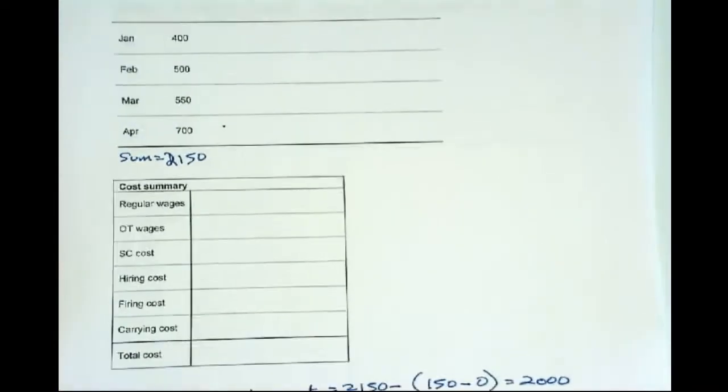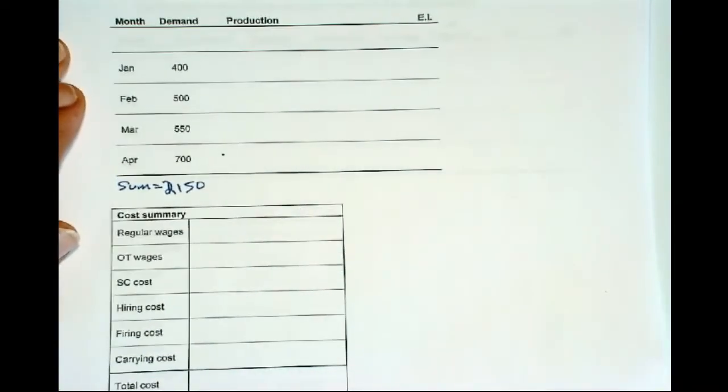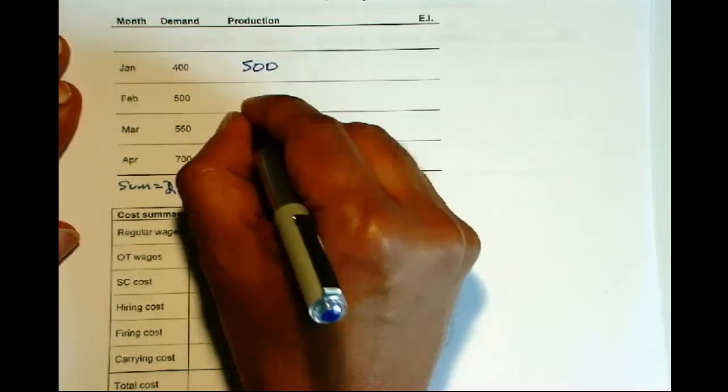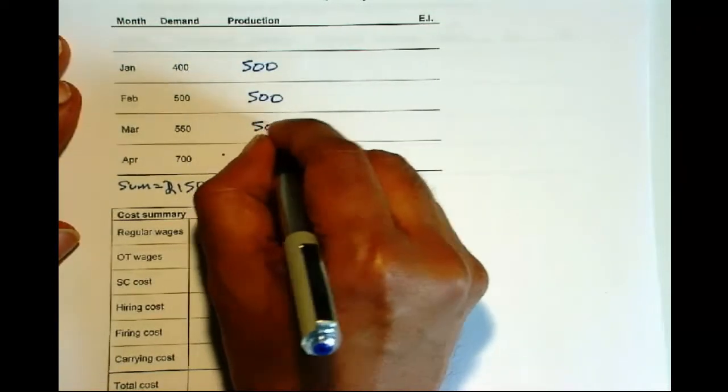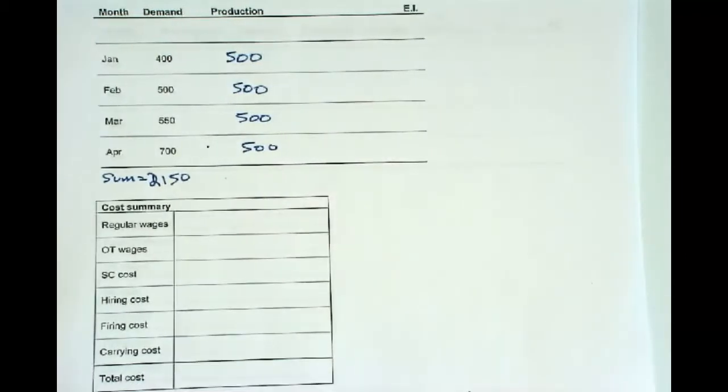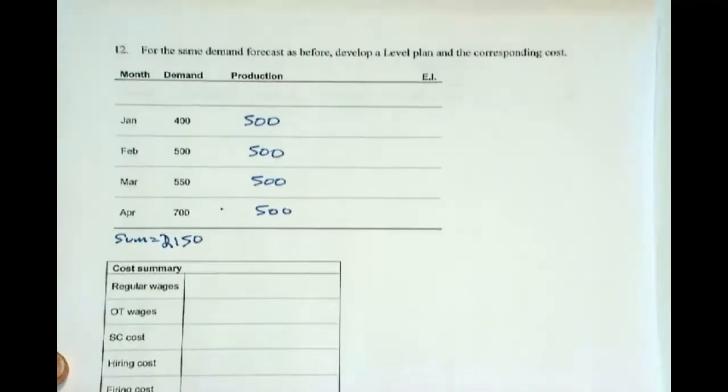Okay, so now let's set up the production. So production is going to be level, so 500 each month. So 500, 500, 500 and 500. The next step is to compute the inventories. So same formula like before.